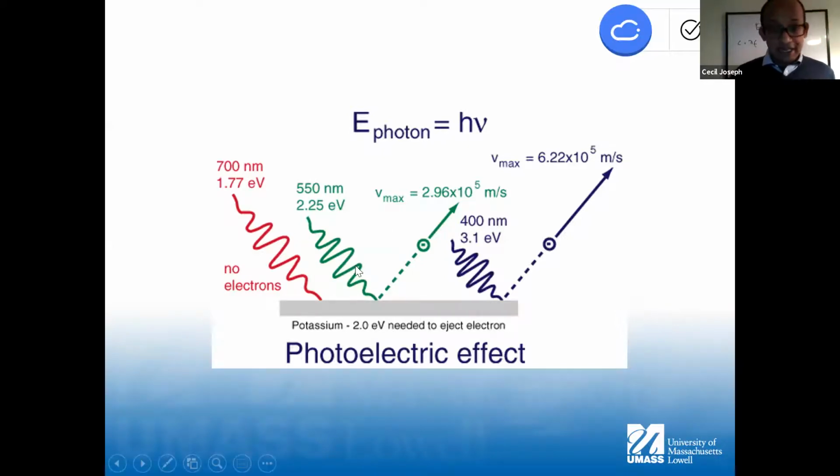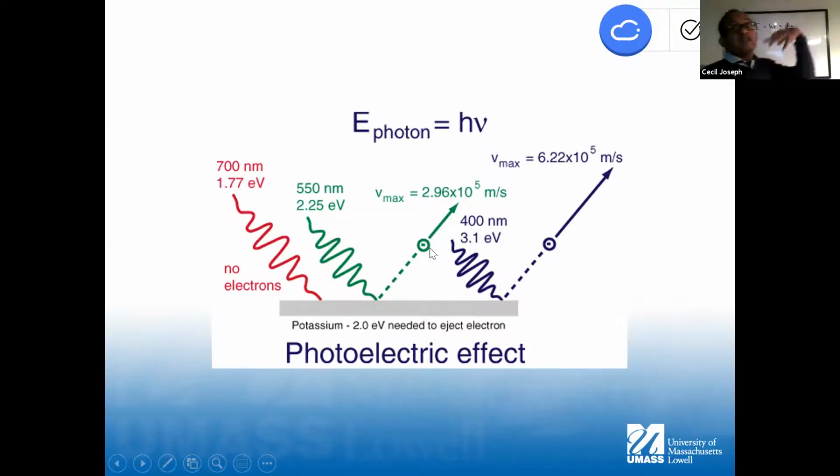Now, green light comes along. Remember, I'm looking for higher frequency. In order to eject, I need more energy, so I'm going towards higher frequencies. Green is a higher frequency than red. And this wavelength of green has an energy of 2.25 electron volts, which is more than the energy needed to eject the electron. So you have 0.25 eV left over. That 0.25 eV is the kinetic energy carried away by the ejected electron.